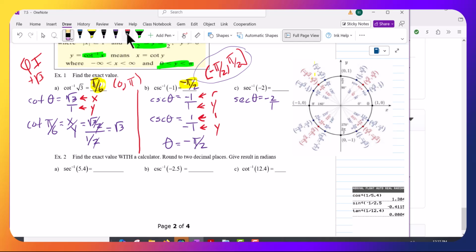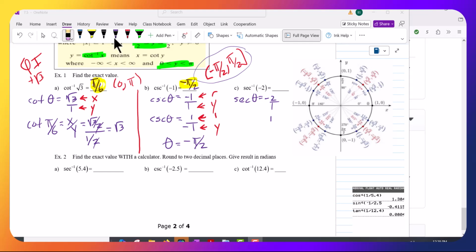Okay, so the next thing is the inverse secant of negative 2, which can be written this way. Again, what you have to do is think about what the definition is. It's r over x.